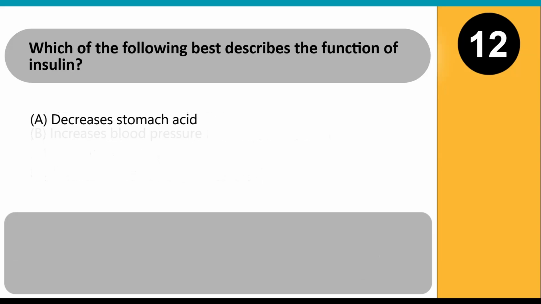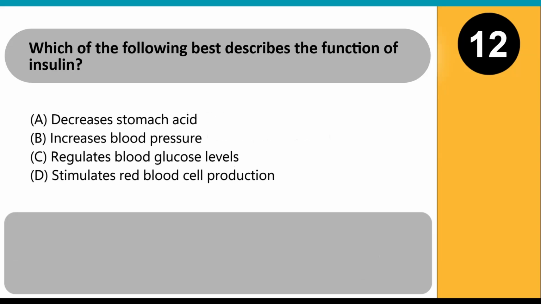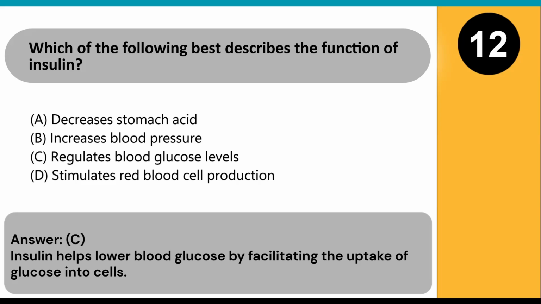Which of the following best describes the function of insulin? A. Decreases stomach acid. B. Increases blood pressure. C. Regulates blood glucose levels. D. Stimulates red blood cell production. Answer: C. Insulin helps lower blood glucose by facilitating the uptake of glucose into cells.